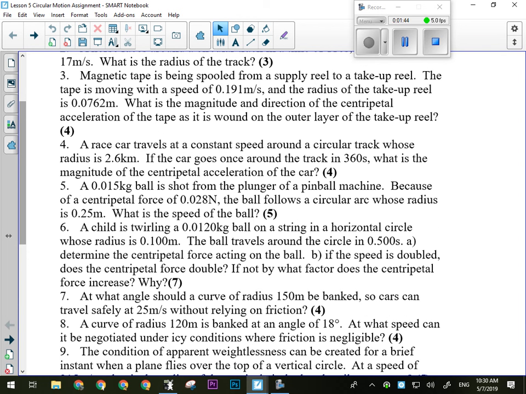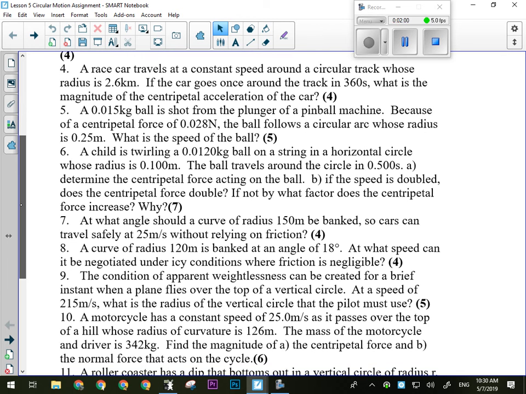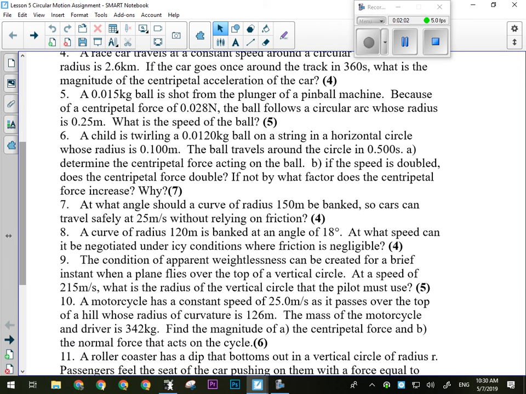So number 4, a race car travels at constant speed around a circular track with this radius. What's the centripetal acceleration of the car? Again, not a mathematically difficult question, but watch for simple tricks like units, things like that. Like I say, these aren't things that are challenging you in your mind or mathematically. So watch for simple tricks, because that's about the only place I'll probably catch you on anything.